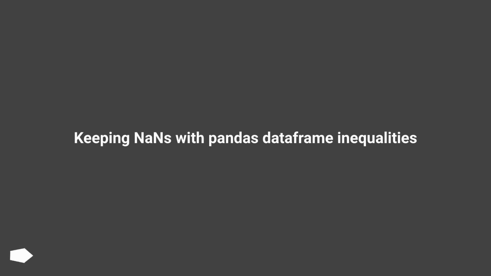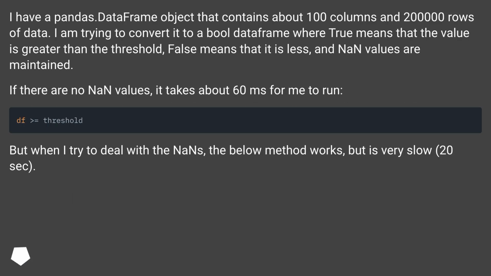Keeping NaNs with pandas DataFrame inequalities. I have a pandas DataFrame object that contains about 100 columns and 200,000 rows of data. I am trying to convert it to a bool DataFrame where True means that the value is greater than the threshold, False means that it is less, and NaN values are maintained. If there are no NaN values, it takes about 60 milliseconds for me to run.